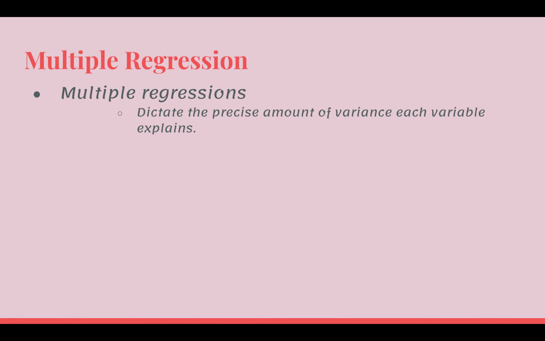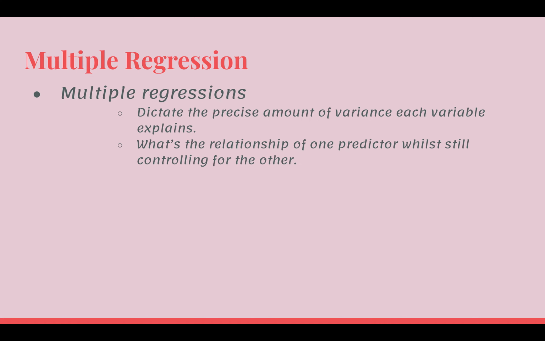Firstly, multiple regression. To understand multiple regression, we have to recall that simple regression is similar to correlation, meaning that it also assesses a relationship. Multiple regression dictates the precise amount of variance each variable explains. Basically, it dictates what's the relationship of one predictor whilst still controlling for the other.